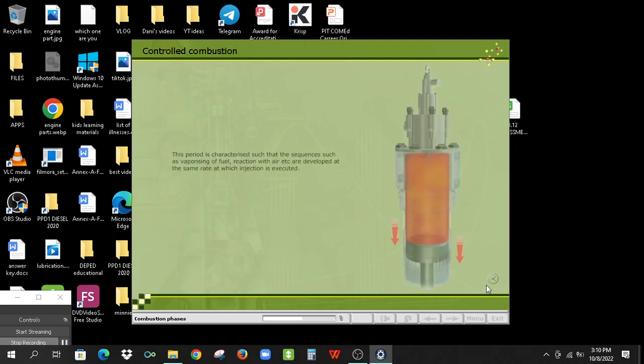This period is characterized such that the sequences, such as vaporizing of fuel, reaction with air, etc., are developed at the same rate at which injection is executed. This period begins at the crank angle movement point where the very steep pressure increase is changed to a much slower pressure rise rate.